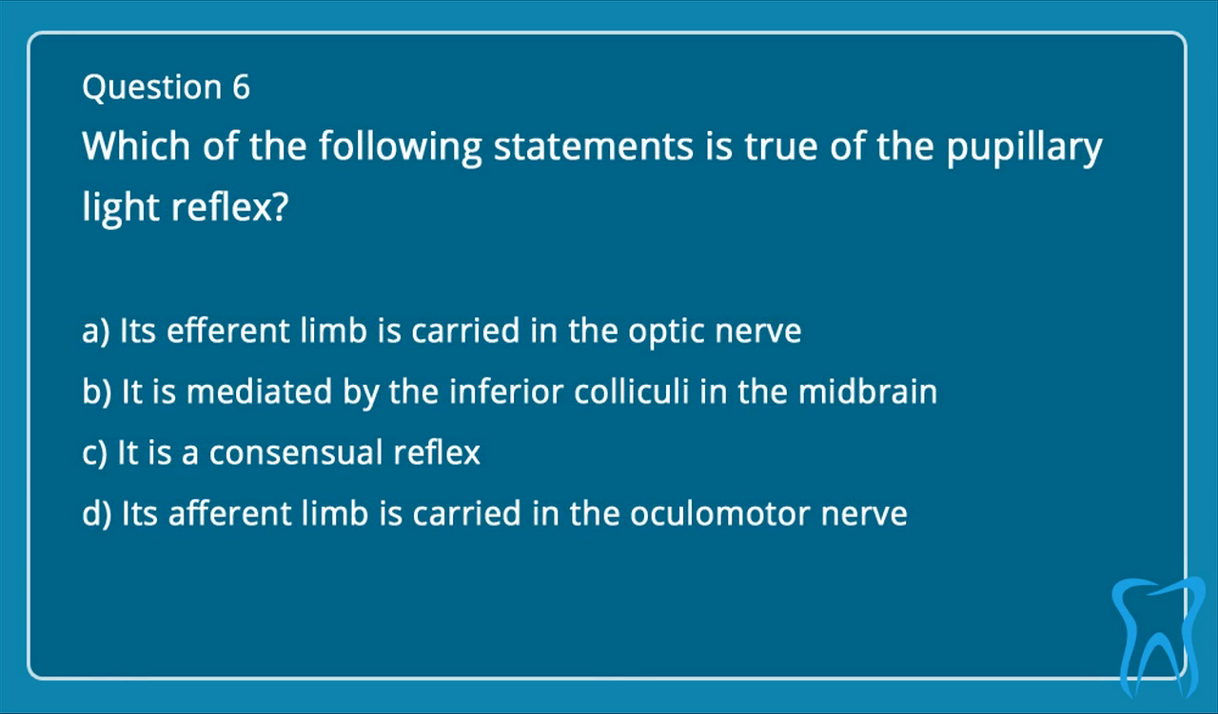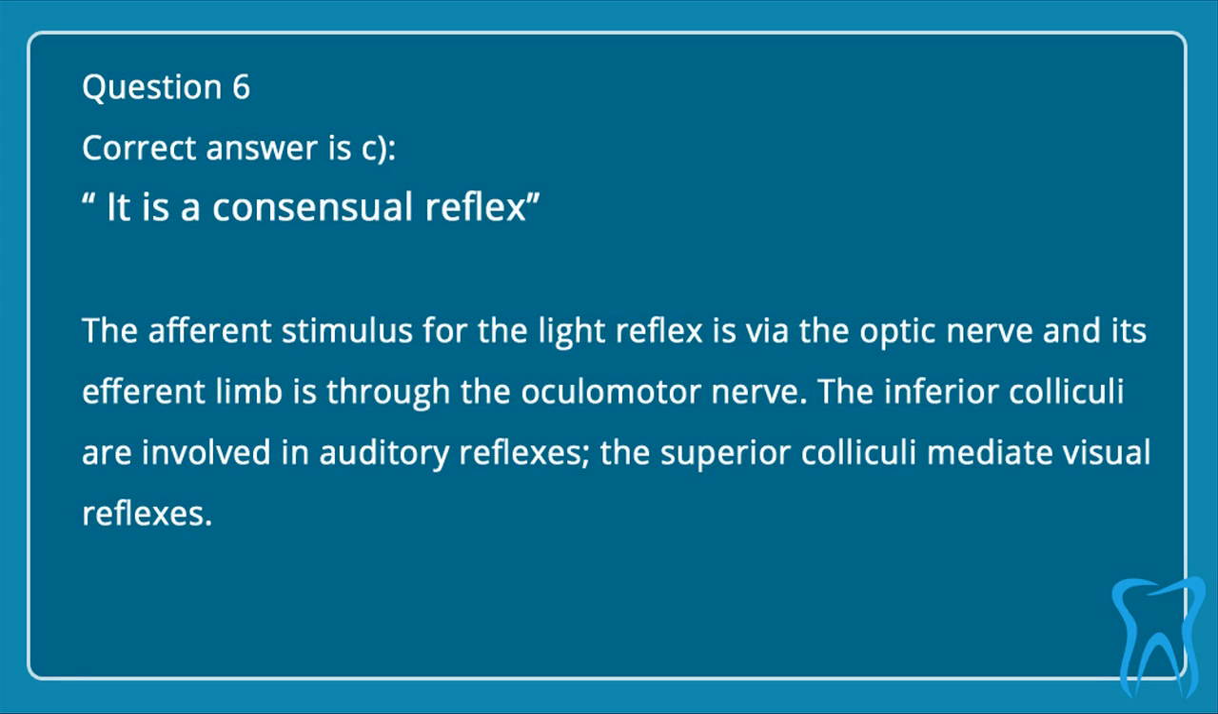Question 6. Which of the following statements is true of the pupillary light reflex? a. Its efferent limb is carried in the optic nerve. b. It is mediated by the inferior colliculi in the midbrain. c. It is a consensual reflex. d. Its afferent limb is carried in the oculomotor nerve. Correct answer is C. It is a consensual reflex.